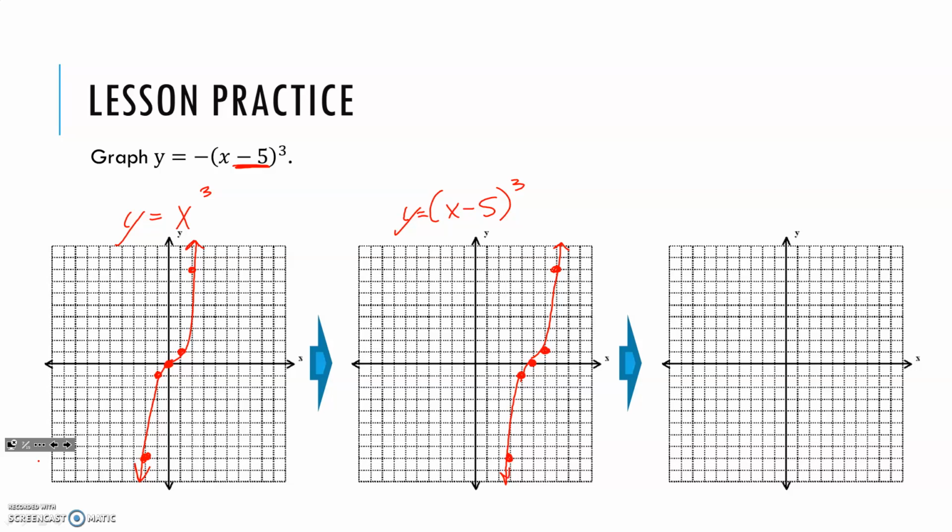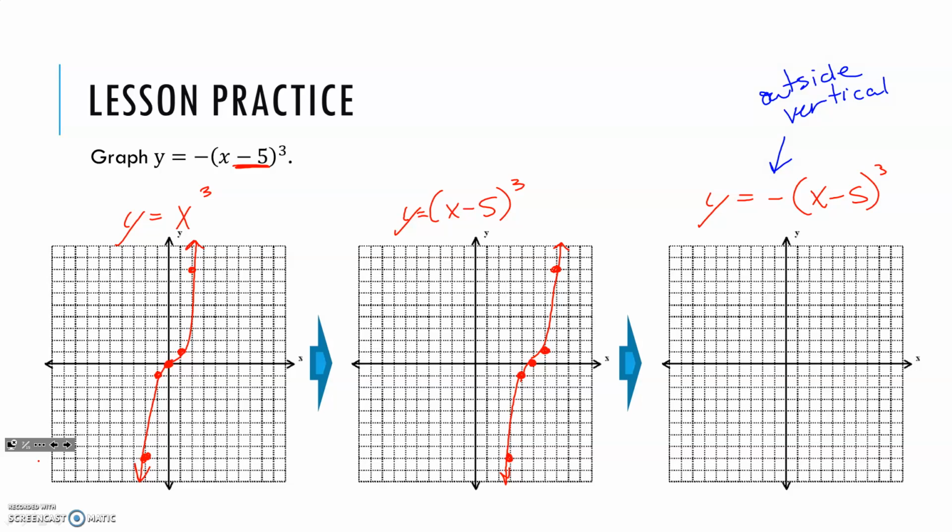Okay, and then the last thing I have is I have that negative there. Okay, and where is that negative at? Is that negative on the inside of the parentheses? No, that negative is on the outside. Negative is on the outside, so that means we are going to do a vertical flip.